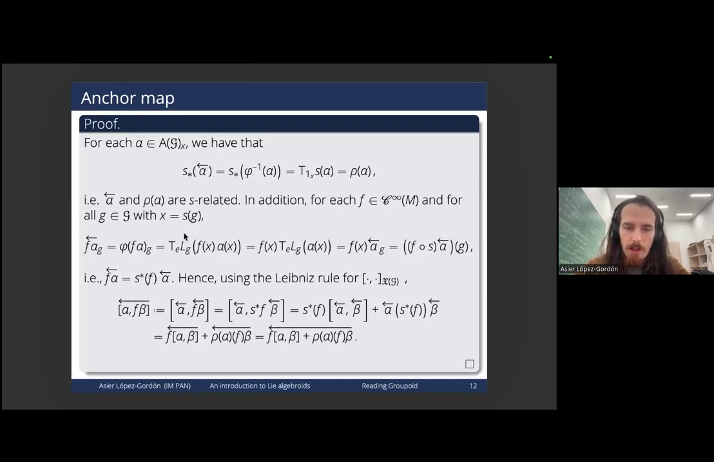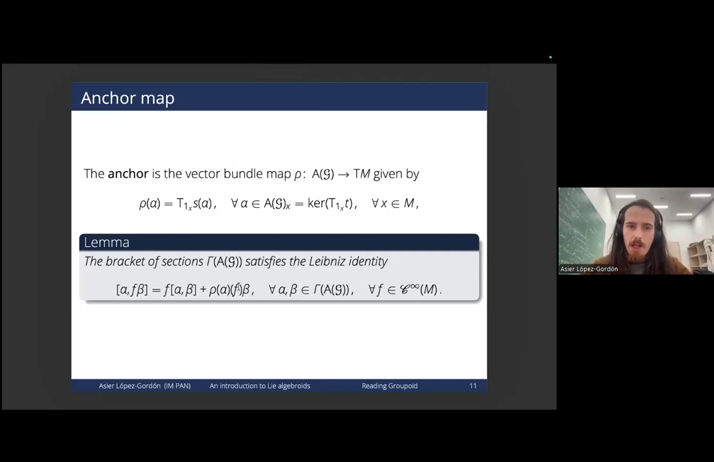Combining these two properties and the usual Leibniz identity for the Lie bracket of vector fields, we can verify this Leibniz identity.